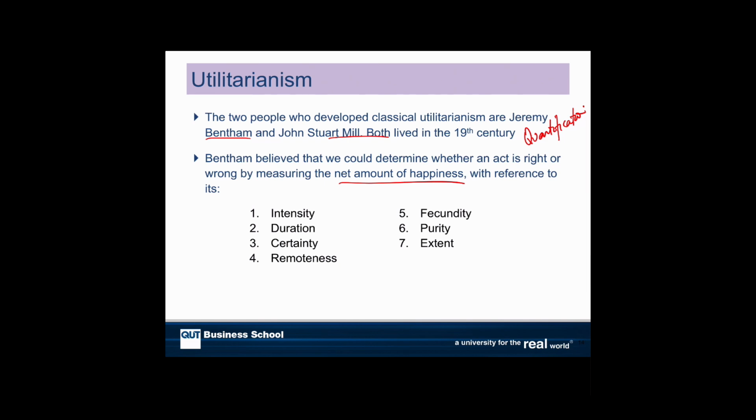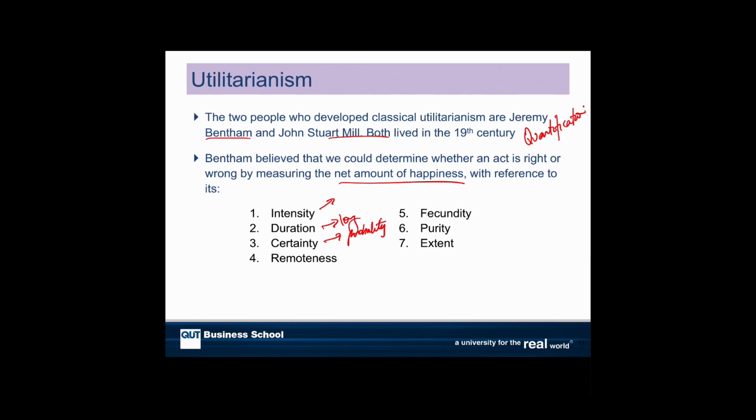The first one, obviously, is intensity. How intense is that happiness? Some experiences are intensely happy, some are moderately happy. So that's one dimension. A second one is duration. How long does the happiness last? Certainty involves the probability that this happiness will happen, because there's always some uncertainty around an event.